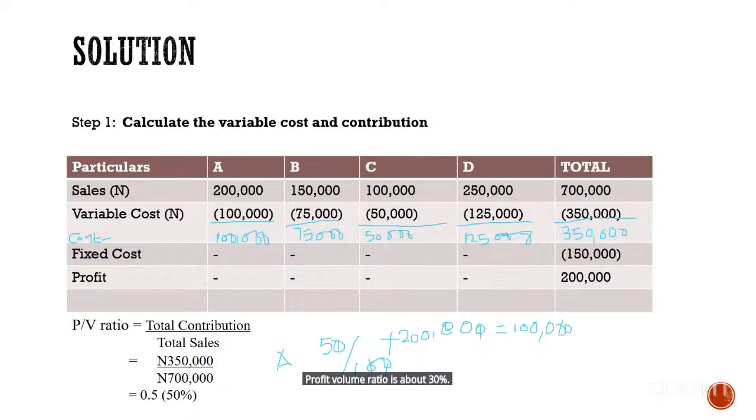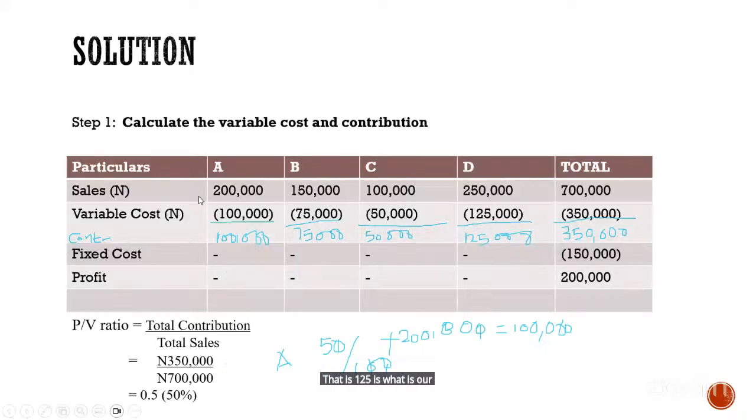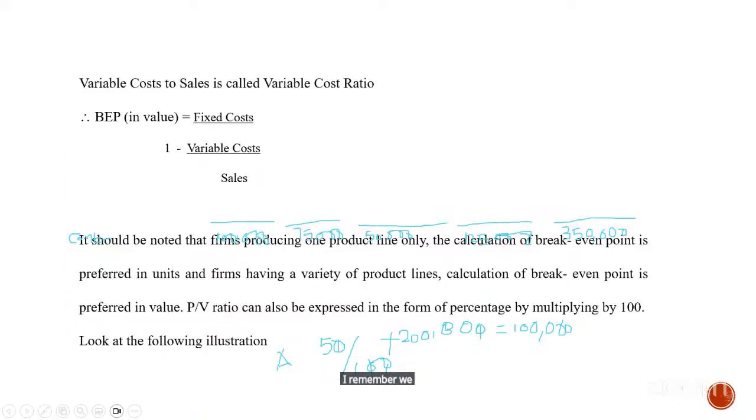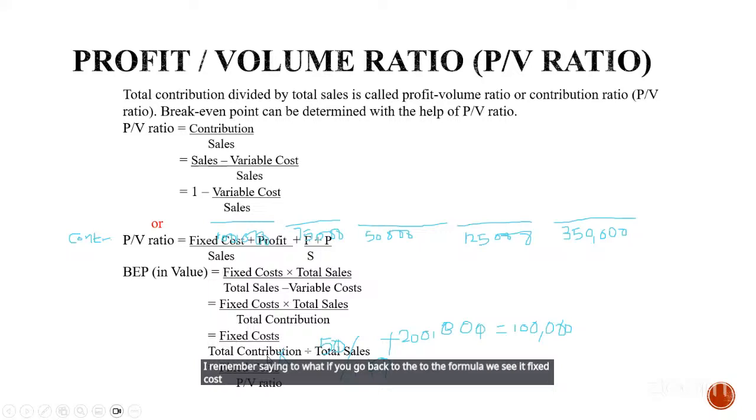Now, having gotten our PV ratio, the break-even point is equal to 150. That 150 is our fixed cost. Remember, if you go back to the formula, we said fixed cost divided by contribution.